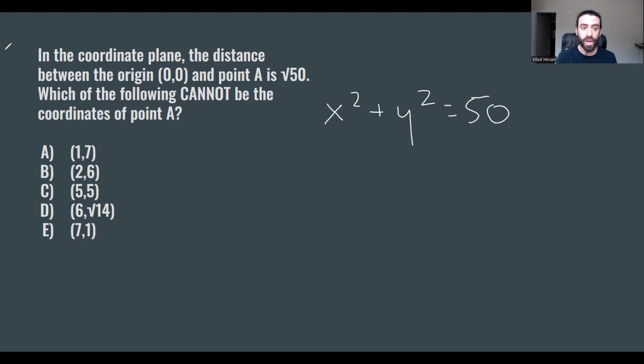In other words, we'll go through our list, we'll plug the coordinates in each answer choice in for x and y, square them and add them up, right? Do the math in the equation and see which one or which ones come out to 50.